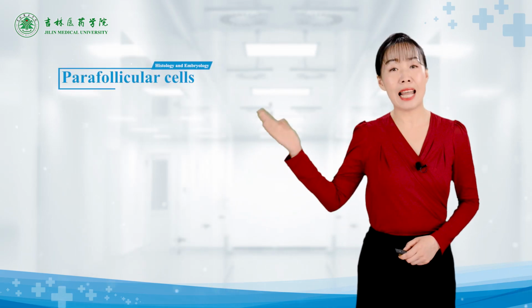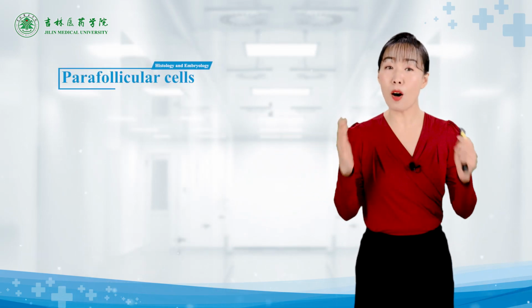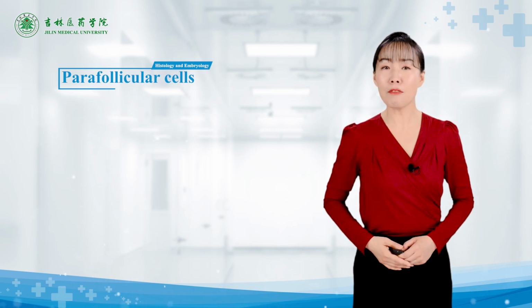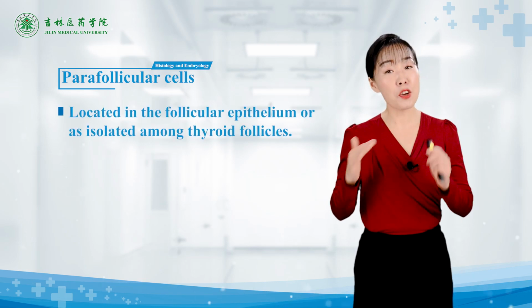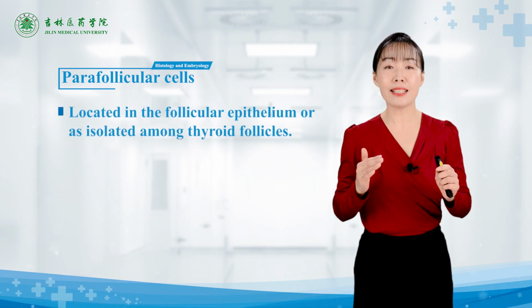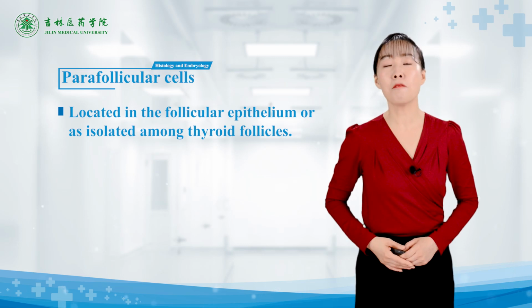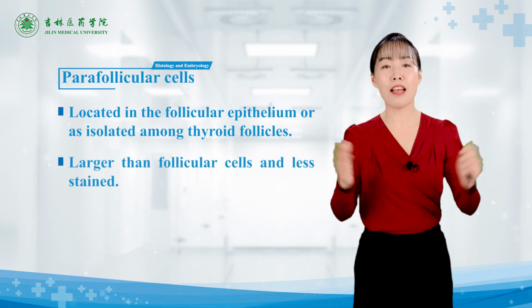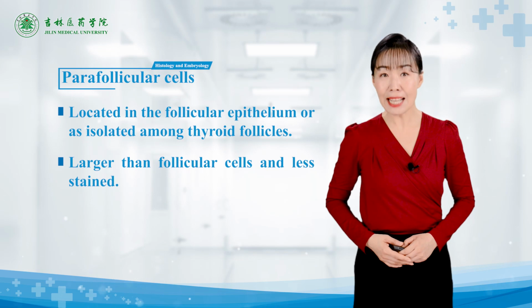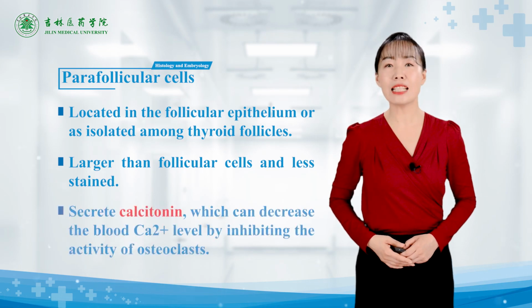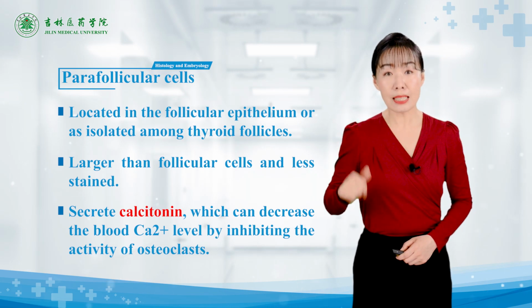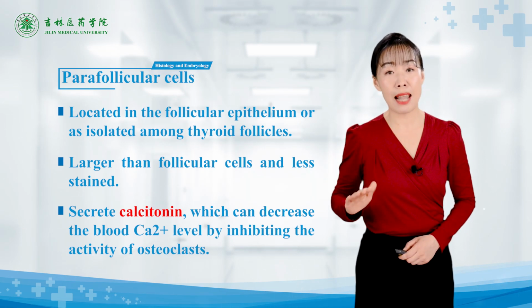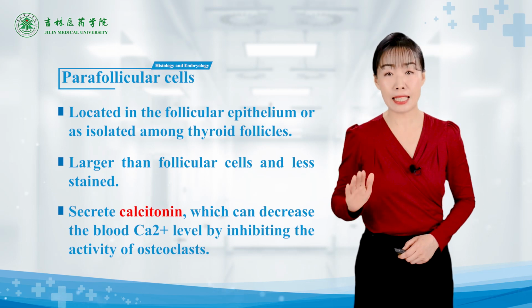In the thyroid gland, there are another very important cells, parafollicular cells. They are located in the follicular epithelium or as isolated among thyroid follicles, larger than follicular cells and less stained. They secrete calcitonin, which decreases the blood calcium level by inhibiting the activity of osteoclasts.